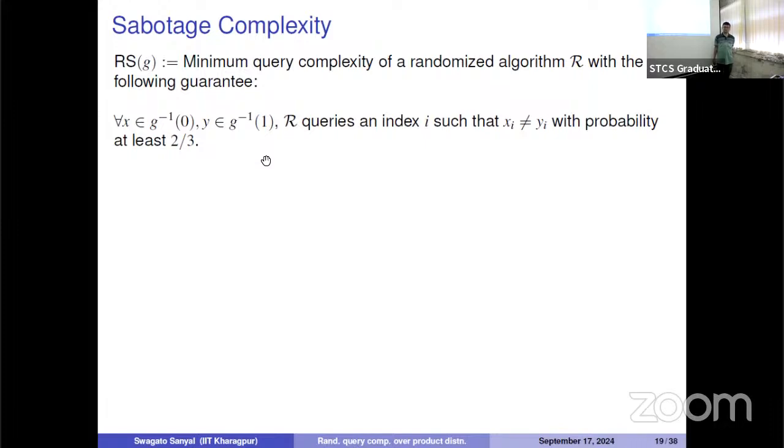Is the definition okay? Is it asymmetric? So you're just saying R on X queries, or also R on Y? What is the input to R, X or Y? So R is a decision tree that queries various locations of the input bits, and it satisfies this guarantee for every X and Y. Okay, so a decision tree when run on X queries an index where they differ if and only if the decision tree when run on Y queries an index where they differ. Same thing.